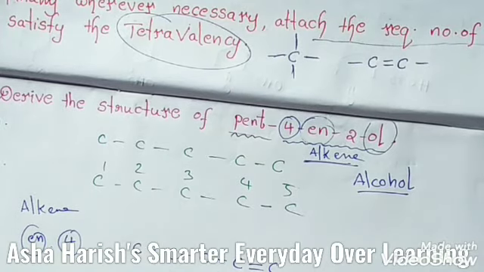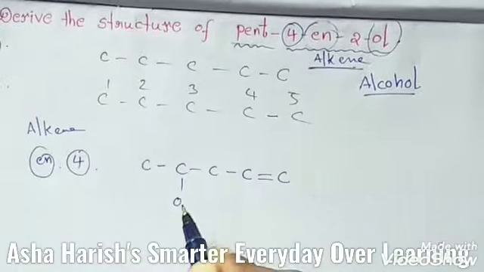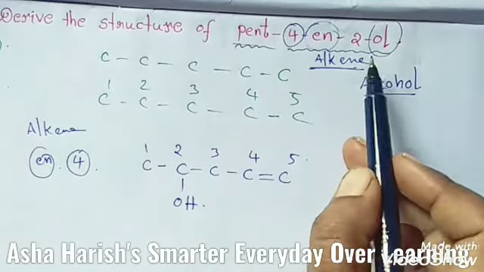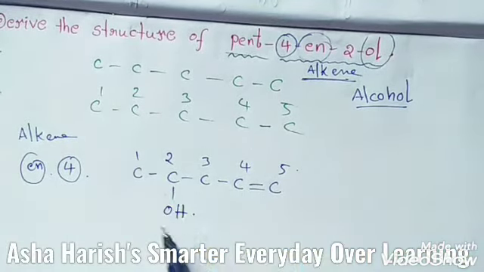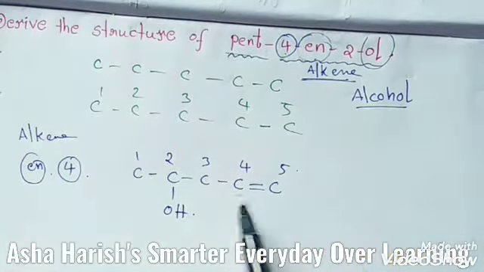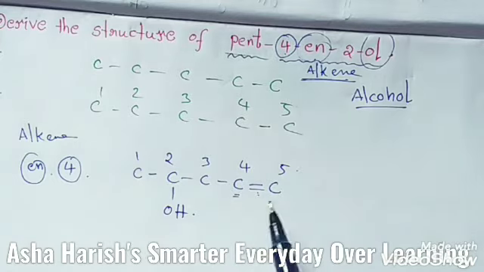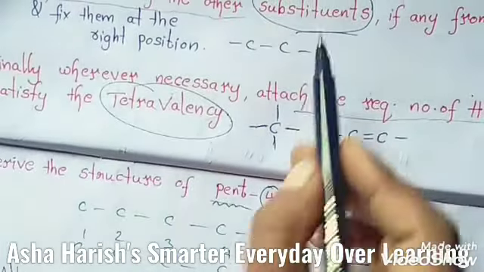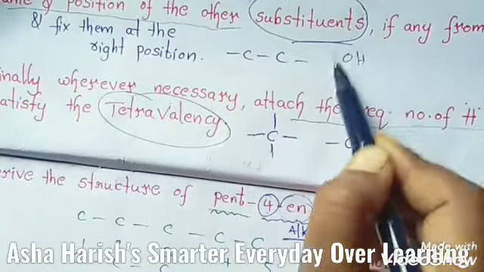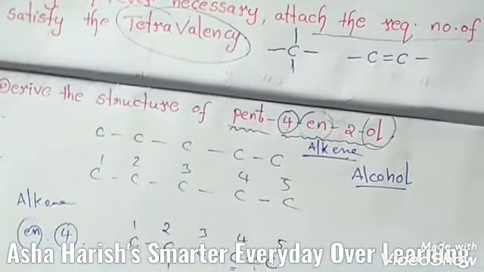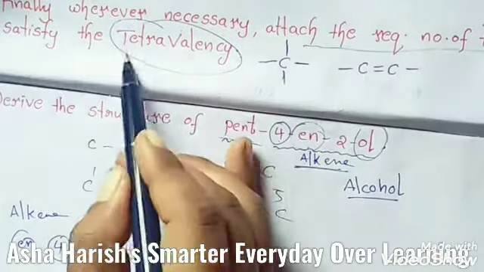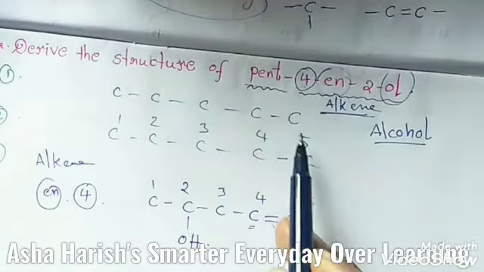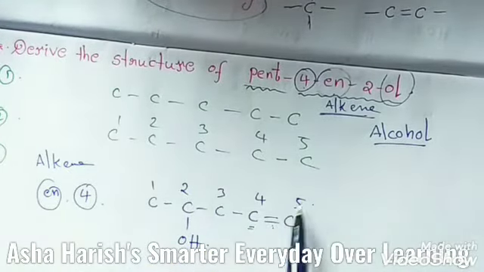3, 4, here one double bond, and the alcohol group must be here at the second carbon. 3, 4 and 5. Here 2-ol means at the second carbon the alcohol group is located. 4-ene means at this fourth carbon a double bond is located like this. And coming to step 5, the substituents are already completed, the OH alcohol group is completed. Finally, wherever necessary, attach the required hydrogen atoms to satisfy tetravalency. Tetravalency means in this compound satisfy the tetravalency of each carbon with the required number of hydrogen atoms.